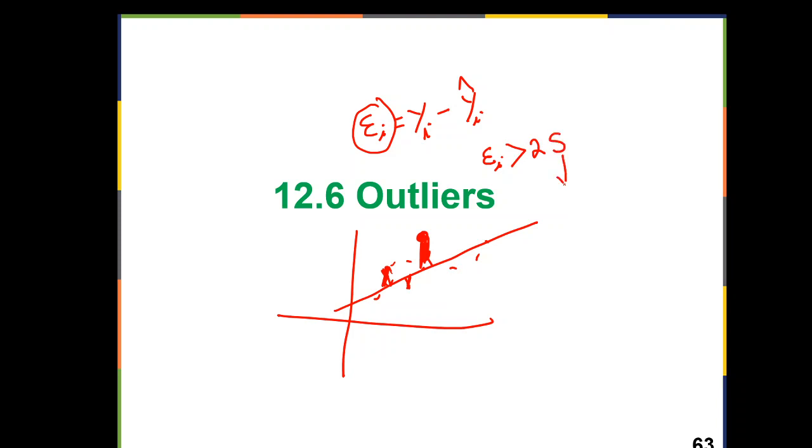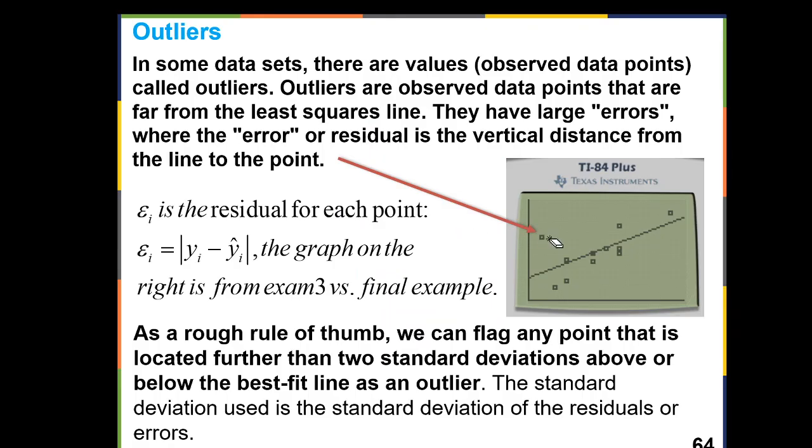Remember, s was the standard deviation of the errors. If a point is more than 2 times the standard deviation of the errors away from the line, then we call that an outlier. That's the idea, so let's do it. So this is far away from the line. This is far away. But how far is too far to call it an outlier?